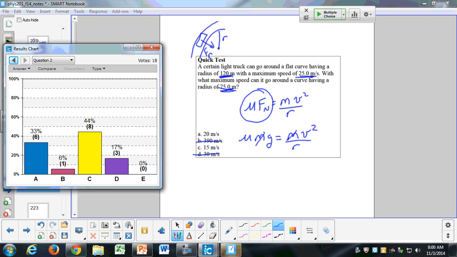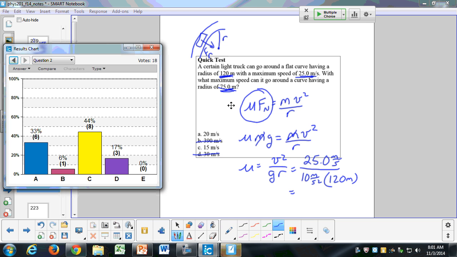Our masses cancel, which is nice because then for these curves, the speed of your car doesn't depend upon the mass of your car. So a little bitty car will have the same safe speed as a real big car. And then I can solve for mu. So that's going to be v squared over gr. Given these values that I have, it's going to be 25 meters per second squared over 10 times r, which is 120. And I get a coefficient of friction.